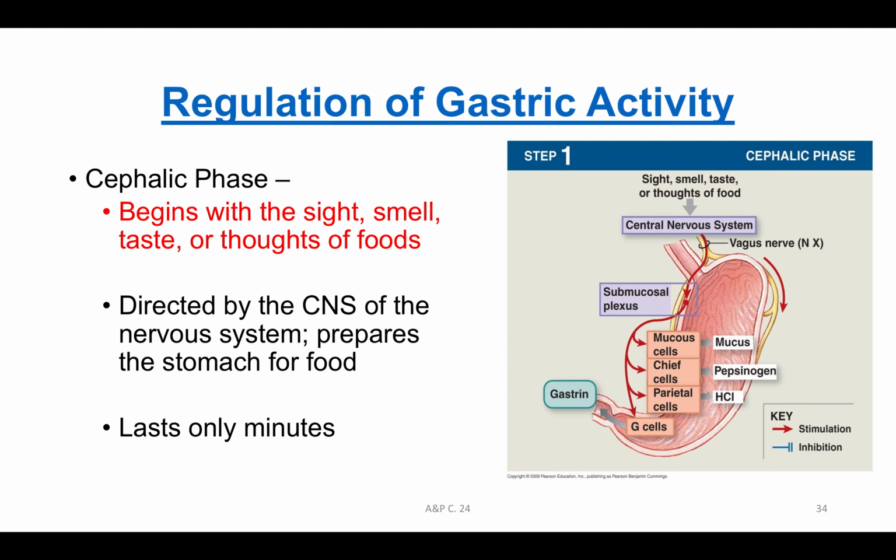The first is the cephalic stage, when you haven't even eaten yet. Maybe you see the food, or you smell it, or you're thinking about it, or it's in your mouth and you can taste it. Your nervous system is basically telling your stomach, get ready, you're about to eat.